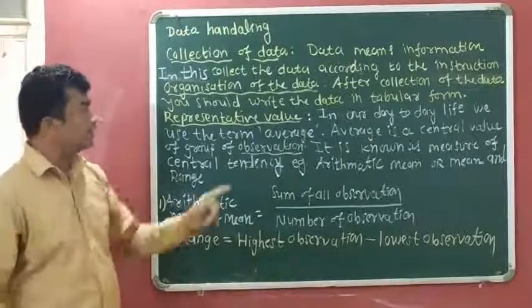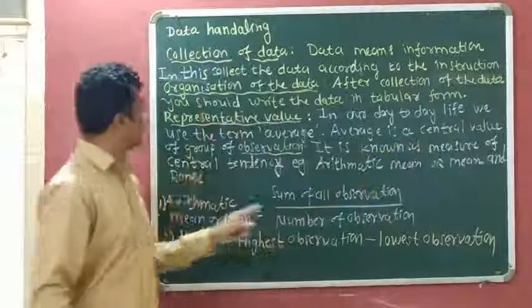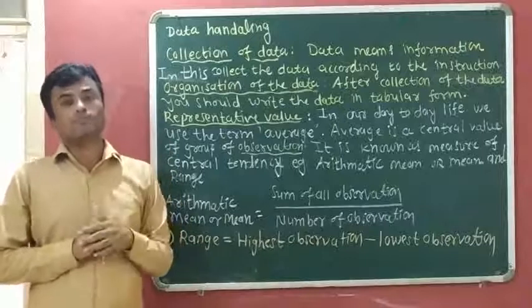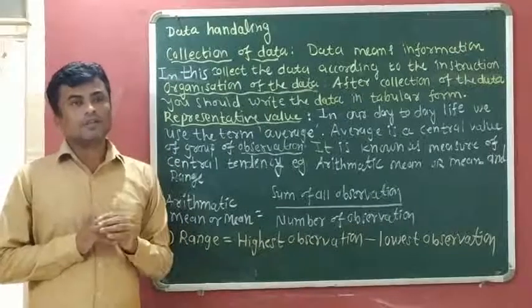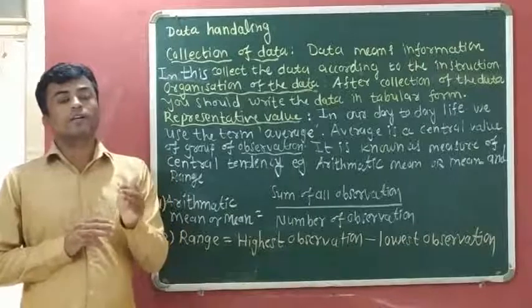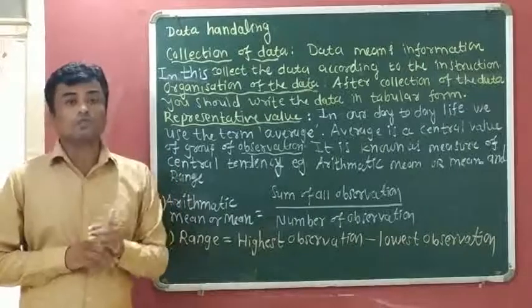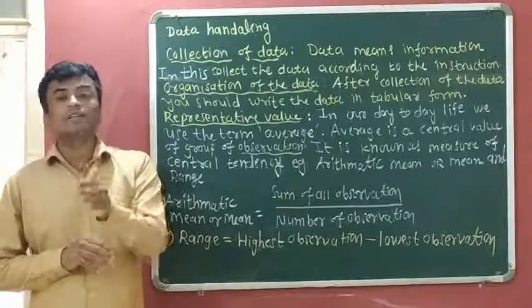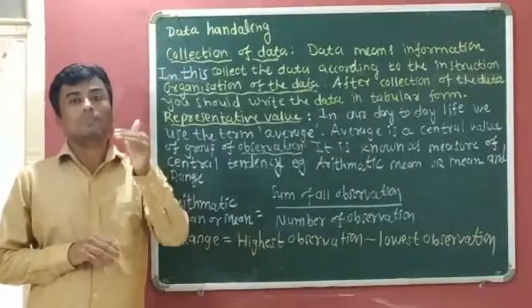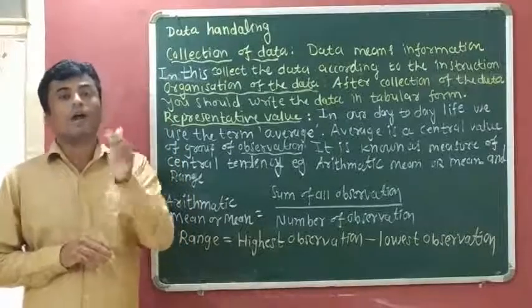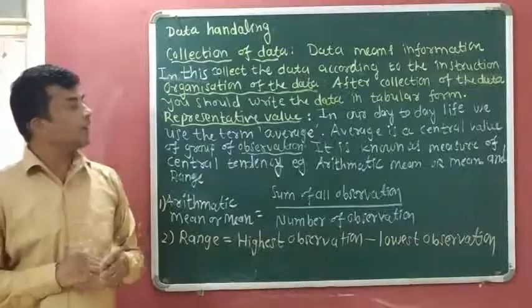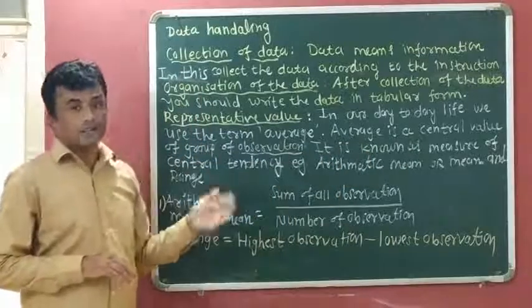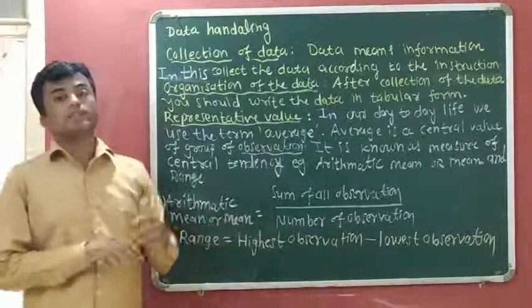Now what is average? See here, average is a central value of a group of observations. What is an observation? For example, weight of student 1 is 31 kilogram. Weight of student 2 is 32 kilogram. Weight of student 3 is 33 kilogram. So these 31 kilogram, 32 kilogram, 33 kilogram are known as the observations. And it is also known as the measure of central tendency.